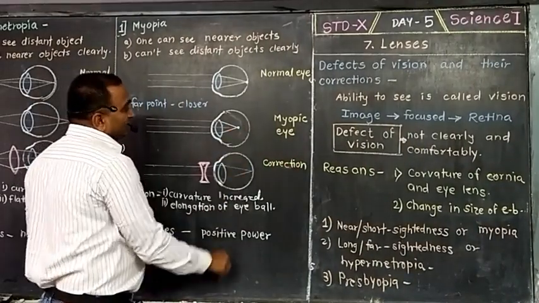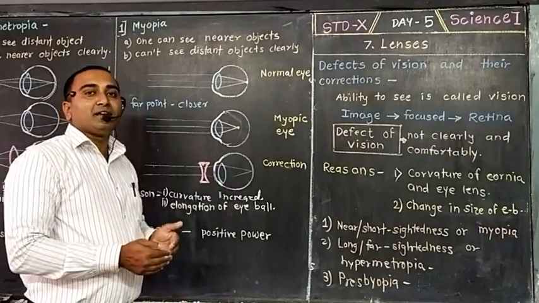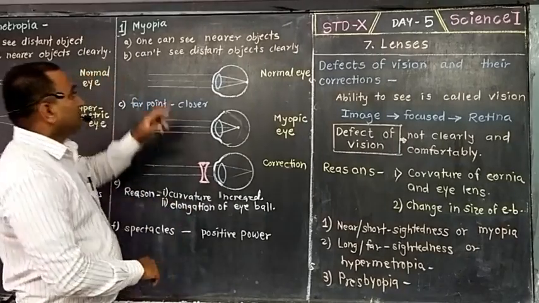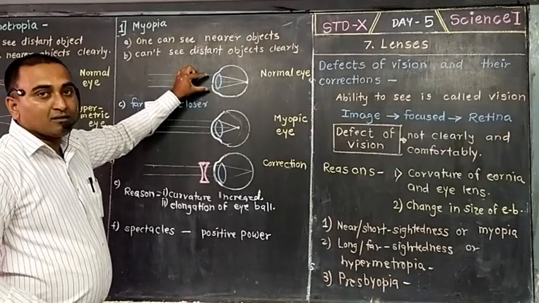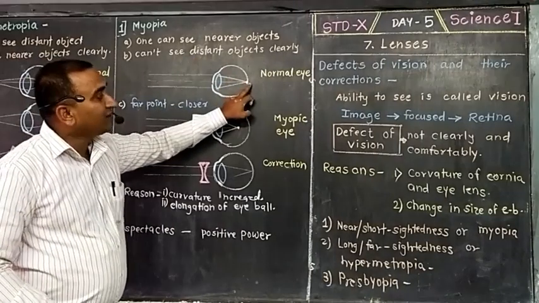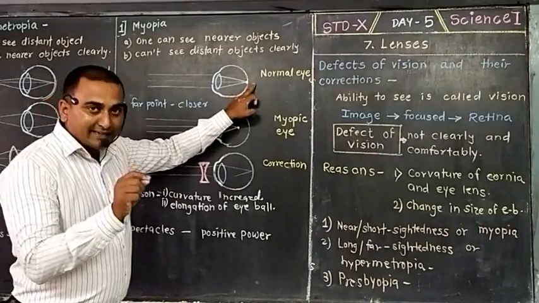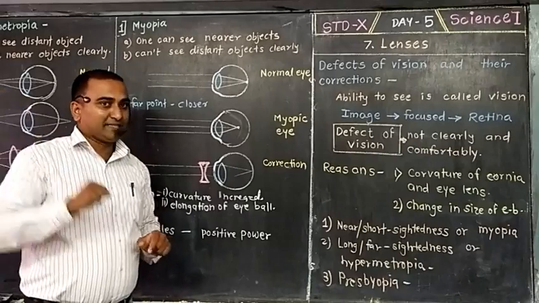Then definitely again the same problem will occur. Which one? The image is forming in front of the retina. See, a little revision again. What is a normal eye? When rays are parallel, they should meet at the focus, and the focus is maintained on the retina. So we are getting a clear image from the distant object.